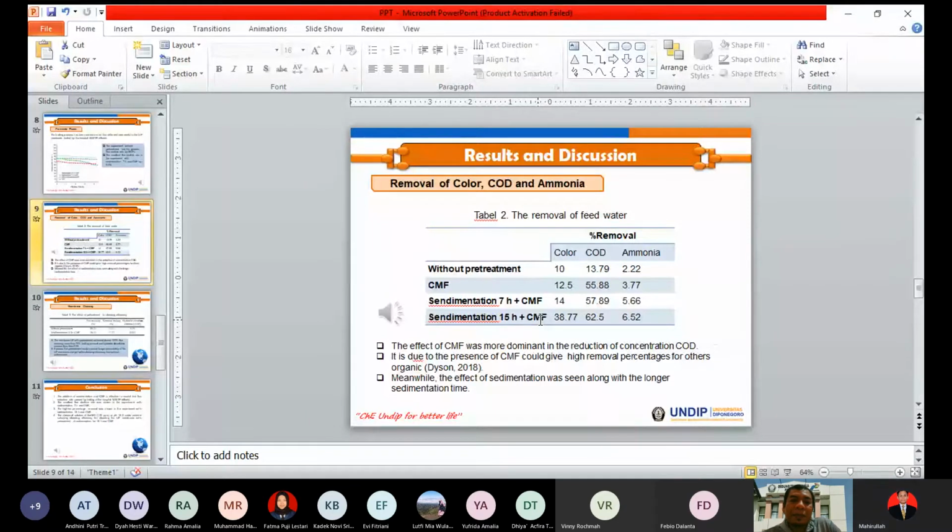And then after the CMF alone, it is only 12.5, so there is only 2.5 change. Right, there is no change. But when you do the combination between the sedimentation at 15 hours with CMF, you had almost 40%. But when you did the sedimentation only for 7 hours, there is no much change as well. So, in my opinion, I would suggest you do sedimentation longer than 15 hours, let's say 20 hours or 24 hours. Usually, environmentalists prefer 24 hours than 50 hours.